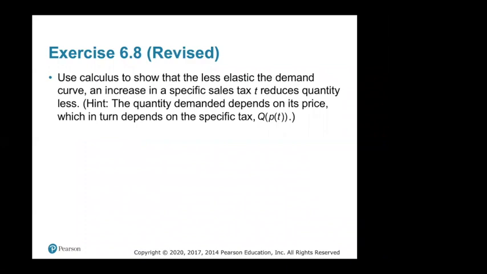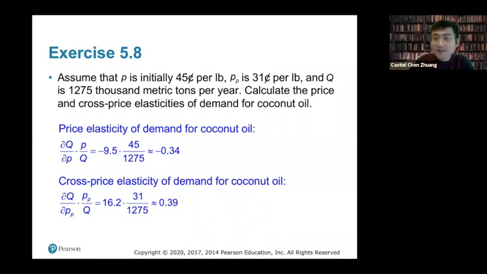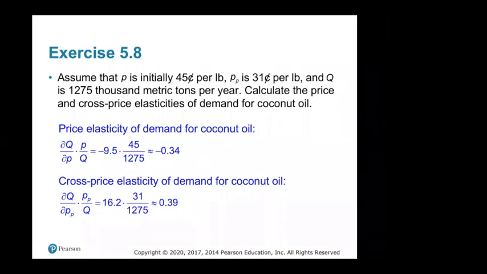Wait, question. Sorry, we kind of went over that last part really quickly. So the cross price elasticity is just taking the derivative with respect to the price of the other good. Yes. Did we have to take the price elasticity of demand for coconut oil as well?